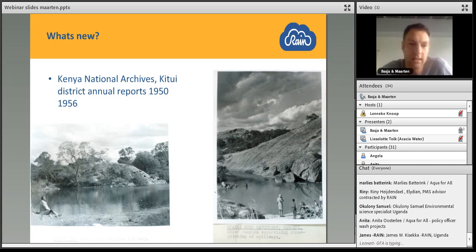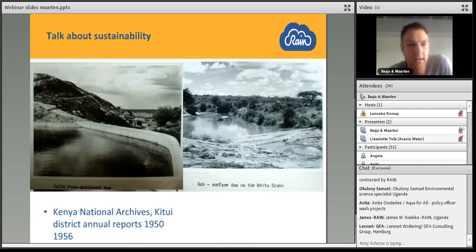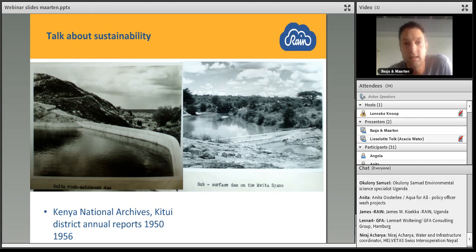These two pictures you are seeing now are from the district annual reports of the Kitui district. These structures were built by colonial authorities, but also by local elites. So local people from the area, and the principles that were applied then still apply now. So the last slide I wanted to share with you is a slide of a rock catchment, and basically the weir is still there, it still functions.